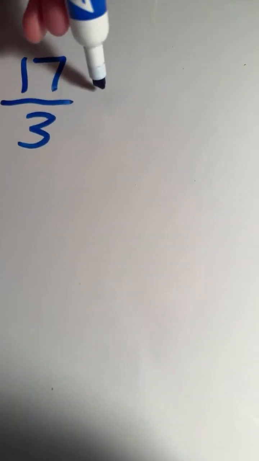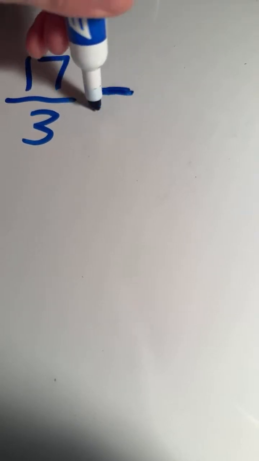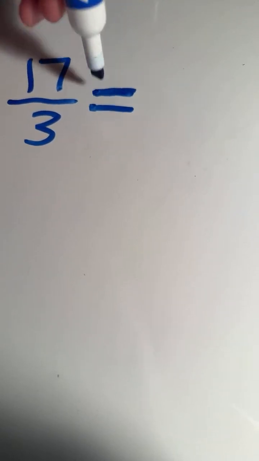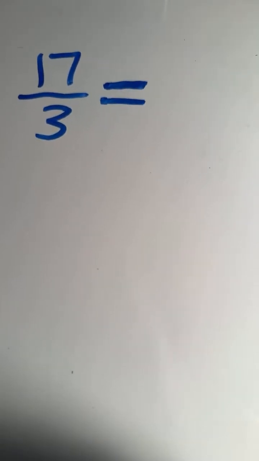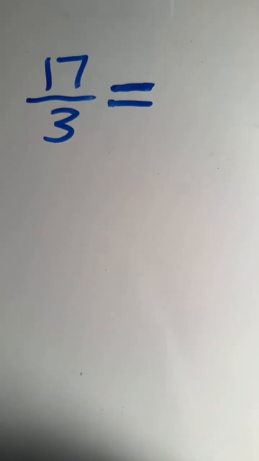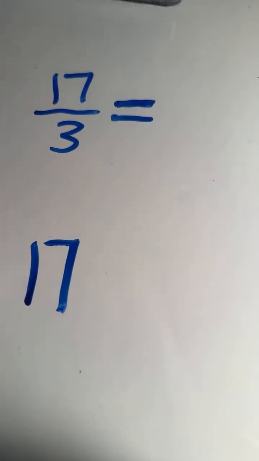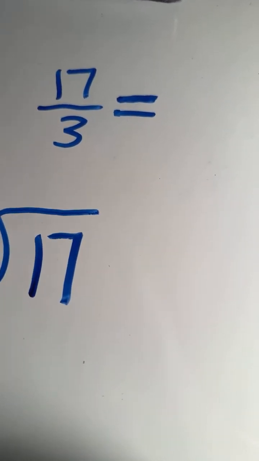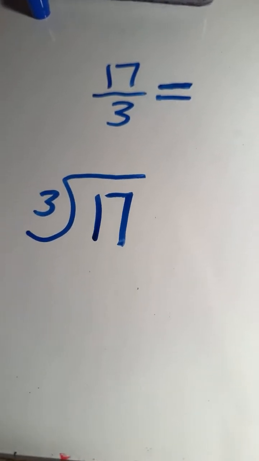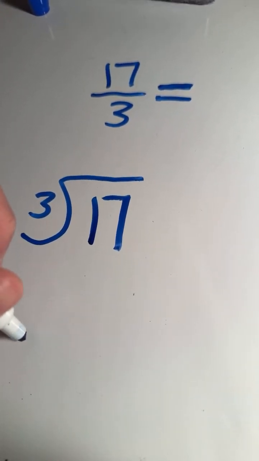17/3. So I'm going to try a different strategy for this one. So again, step 1, to find the whole number, we got to figure out how many full groups of 3 we can get within 17. So think of this as 17 divided by 3. We got to figure out how many groups of 3 we can fit. So I'm going to skip count by 3s.